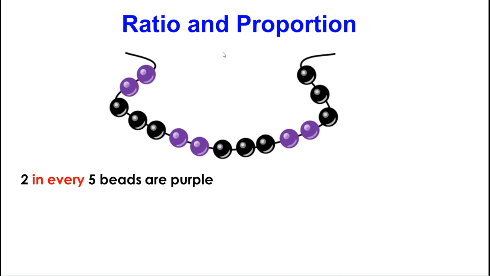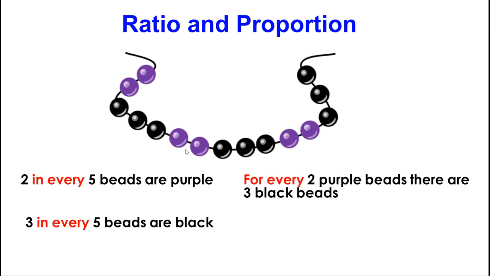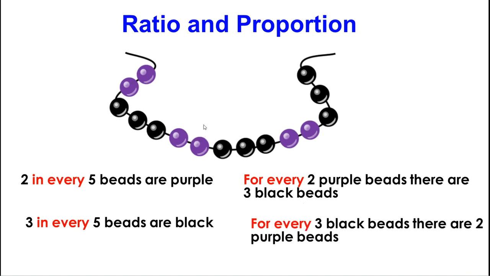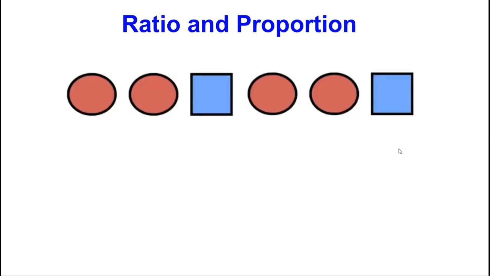Let's look at one more example. Here we have some beads. We can say 2 in every 5 beads are purple. We can also say 3 in every 5 beads are black. Or we can say for every 2 purple beads, there are 3 black beads. Or for every 3 black beads, there are 2 purple beads.